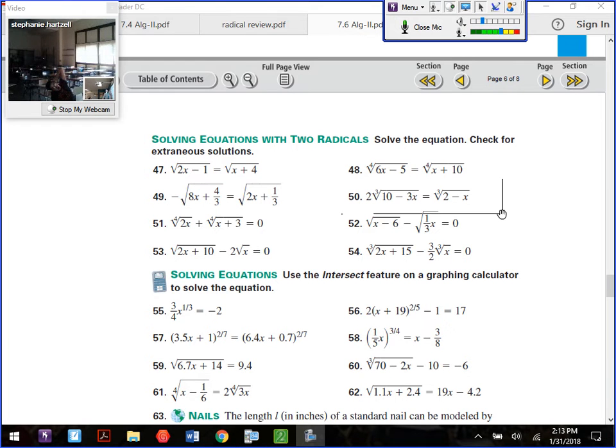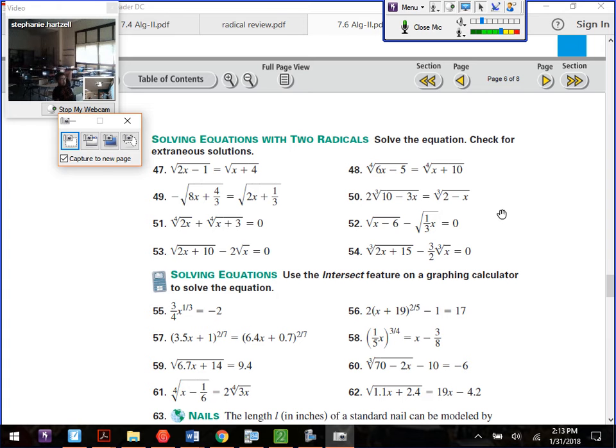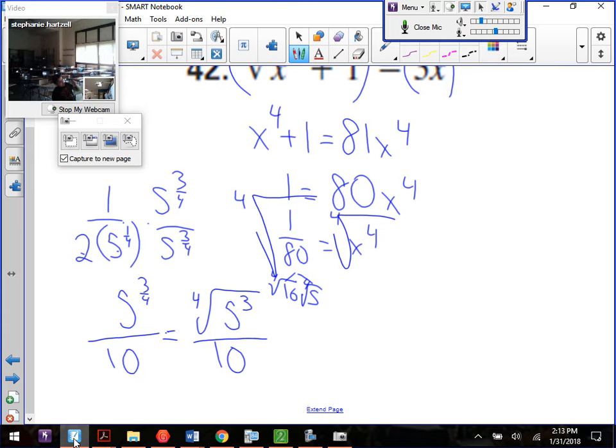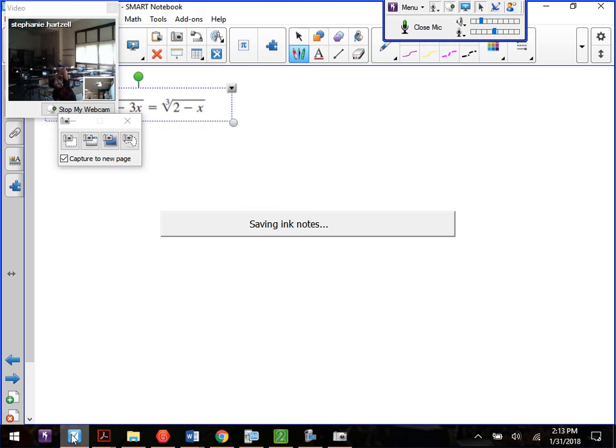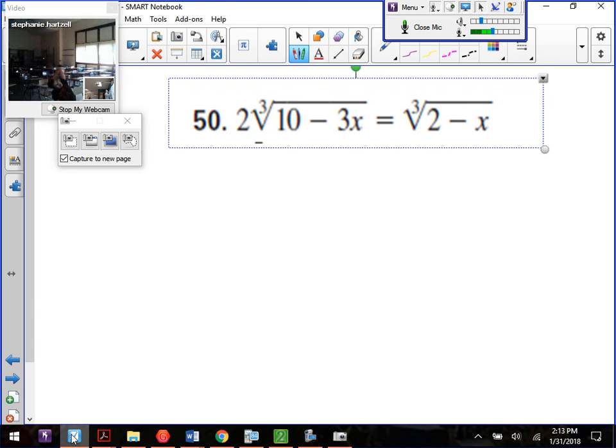All right. So in order to do 50, you have a cube root on both sides, which means, guys, I'm not talking over. You have a test tomorrow. You have to do what to both sides? This is freaking easy. What do you have to do to both sides? Cube it. So if you cube both sides, what do you have to do with the 2 out in front?